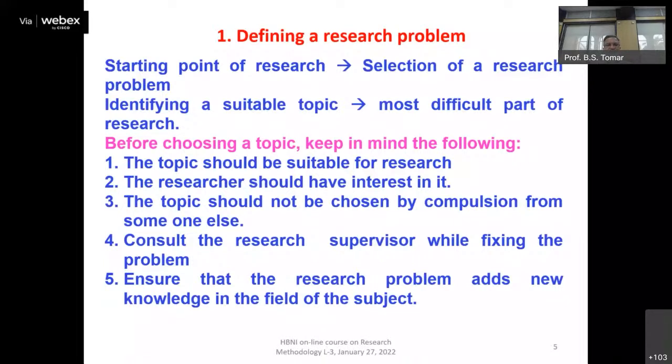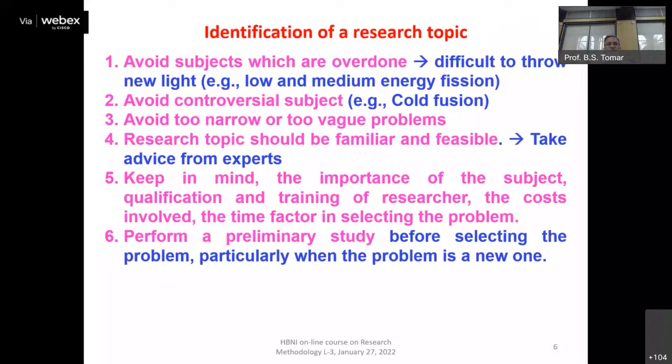And you have to also ensure that whatever research problem you are going to tackle, it adds new knowledge in the field of your subject. So you can ask your supervisor, what is it that is new that you will be adding to the knowledge pool once you take up this problem? So these are the important aspects you have to think about when defining a research problem. Okay. So let us discuss a little more by some examples and how to identify a research topic.